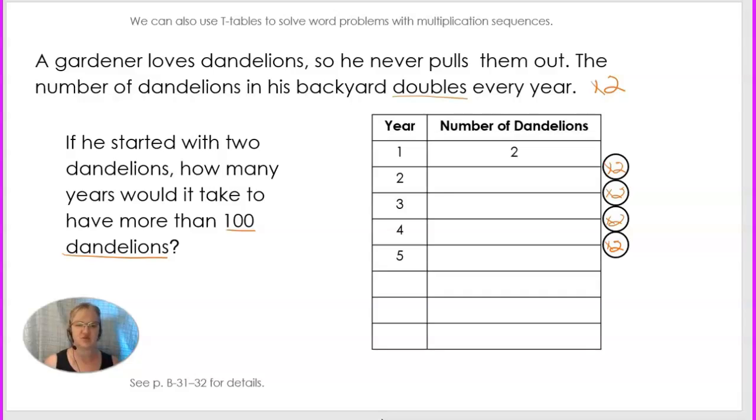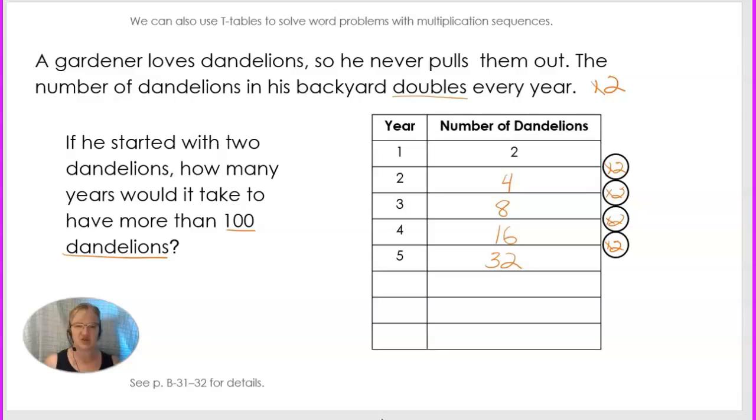2 times 2 is 4. So in the second year, he'd have 4 dandelions. First year he started with 2. Second year he has 4. How many in the third year? 4 times 2 is 8. So in the third year, he would have 8 dandelions. 8 times 2 is 16. 16 times 2 is 32.